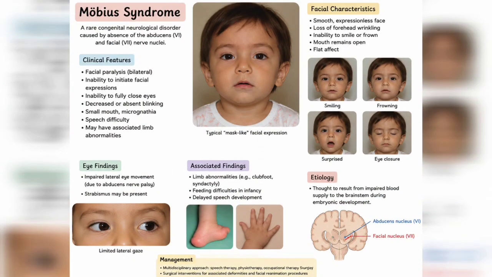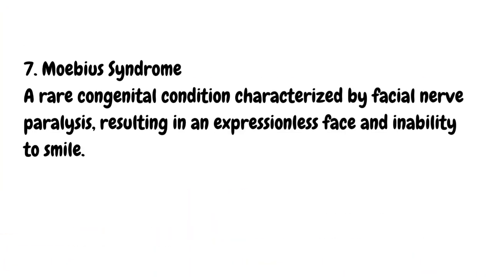Last but not the least is your Moebius syndrome. Here you see this is a congenital disease, so there is nothing to do with any trauma or surgery or nerve compression. This is a congenital condition where there is an expressionless face, no blinking of eyes, facial paralysis can be present on both sides, and your limbs and feet can also be involved. Small mouth, like micrognathia, will be present. So it clearly results in an expressionless face and inability to smile.